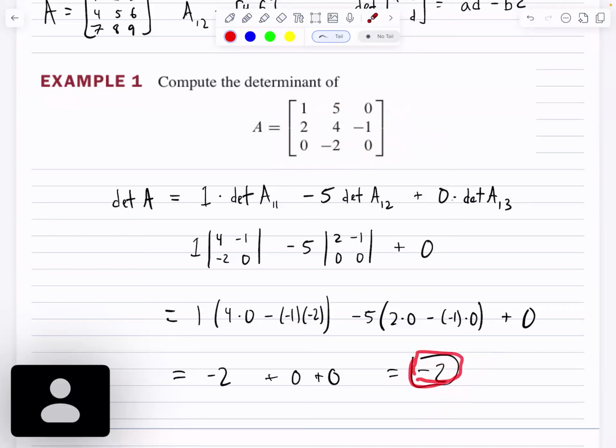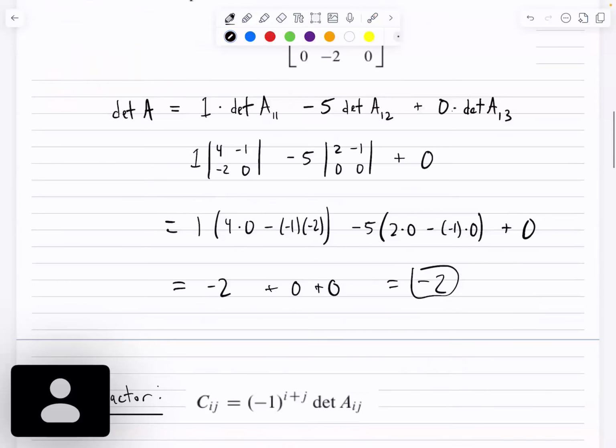We need to be able to compute it, mostly because we want to know if it's 0 or not. When it's 0, something important happens that will be made more clear when we get to eigenvalues. But for now, we just need to practice computing them.